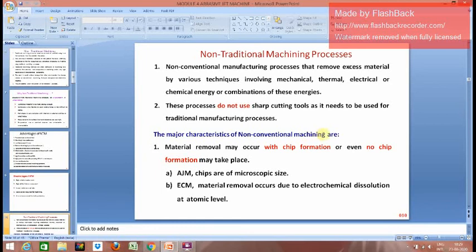The major characteristics of non-conventional machining: the material removal may occur with chip formation, or even no chip formation may take place. In AJM, abrasive jet machining, chips are of very microscopic size. In ECM, electrochemical machining, the material removal occurs due to electrochemical dissolution at the atomic level.